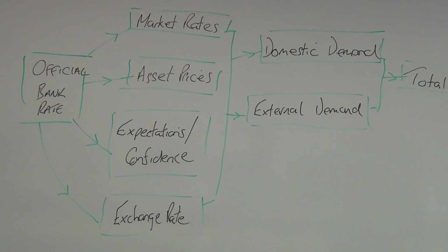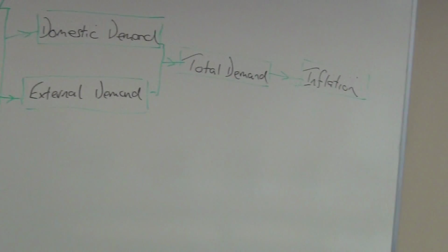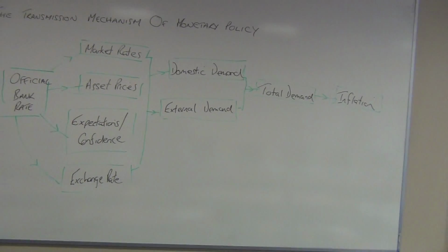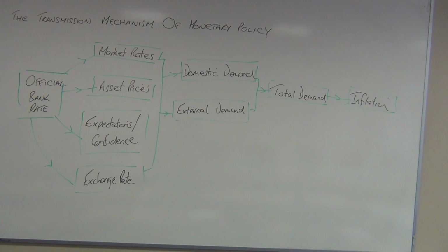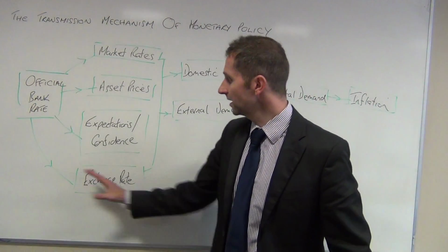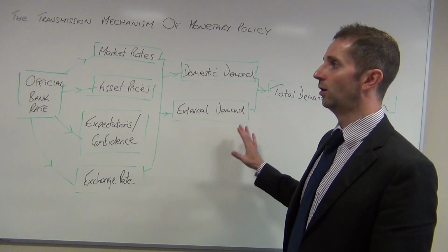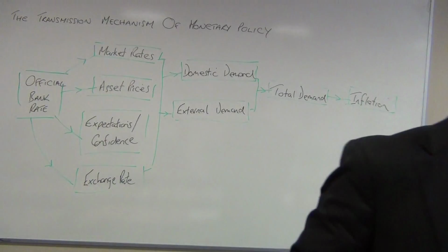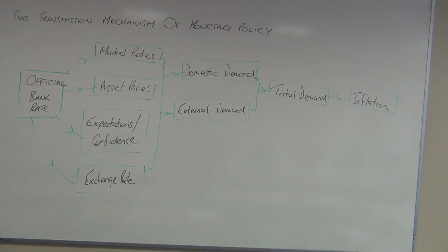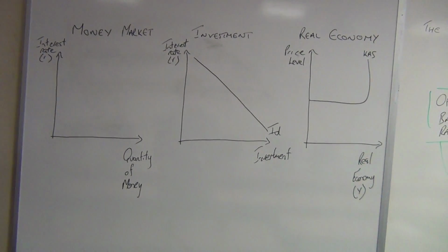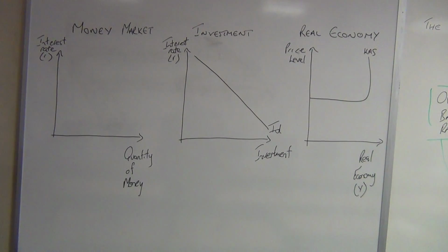And that then feeds into the level of total demand, which feeds into the level of inflation. So that diagram in its entirety, particularly if you're a student in my class, you really need to be getting that diagram down as a starting point for the operations of the transmission mechanism. So I'm going to go through the transmission mechanism quite quickly to start with, and then come back to it and break it down a little bit further.